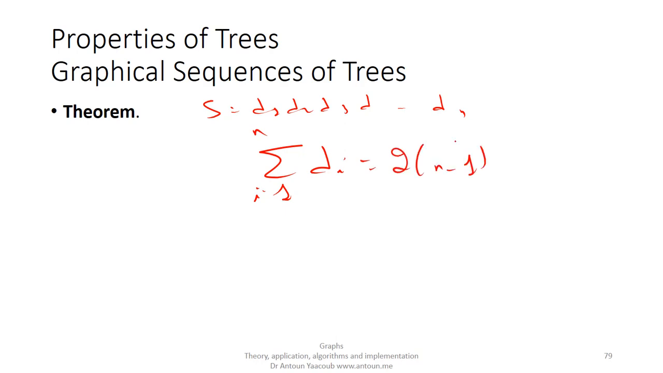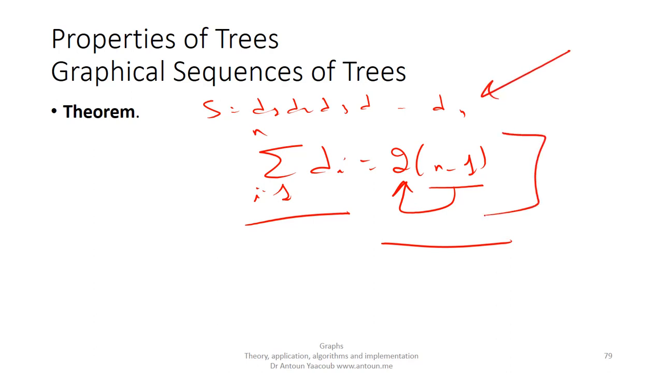So why is it equal to n minus 1? Because we have seen that the number of edges is equal to the number of vertices minus 1, and we know that each edge contributes 2 to the sum of degrees in the tree, so the sum of the degrees would be equal to 2(n minus 1). So even if I gave you a degree sequence, you can check this to see whether it's graphical or not.